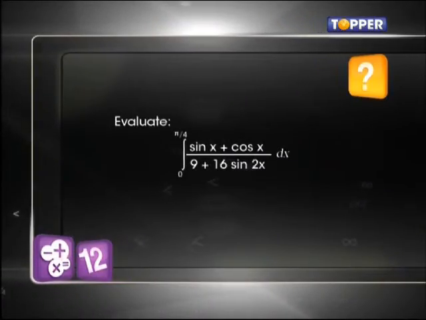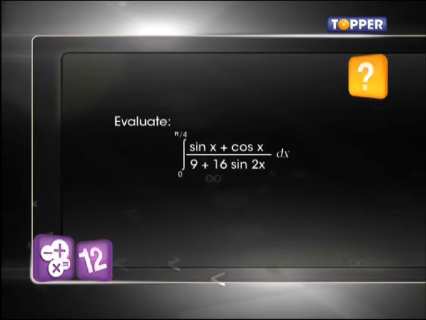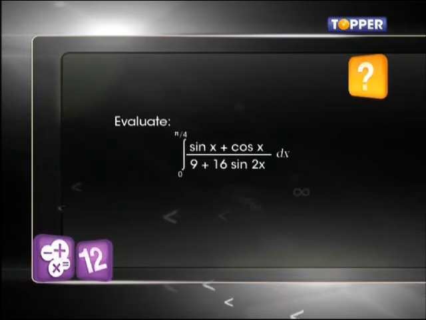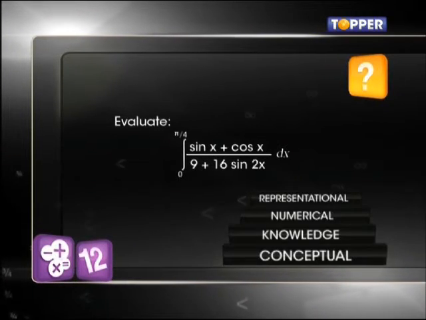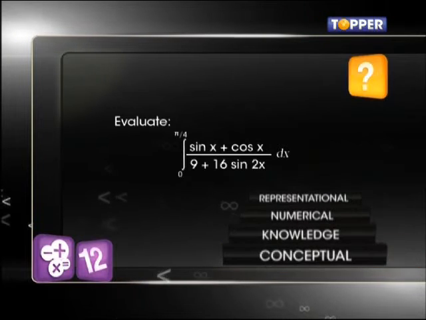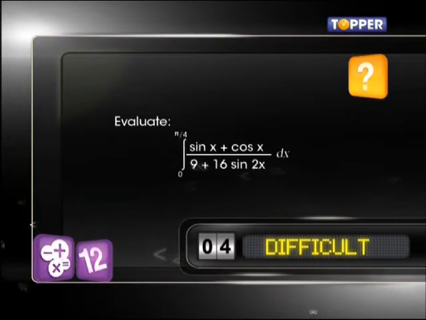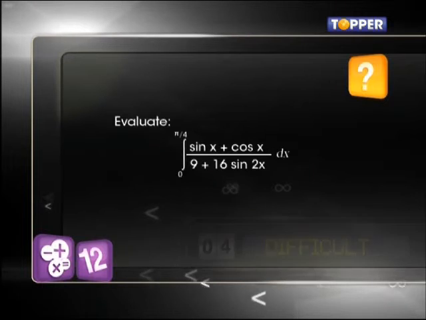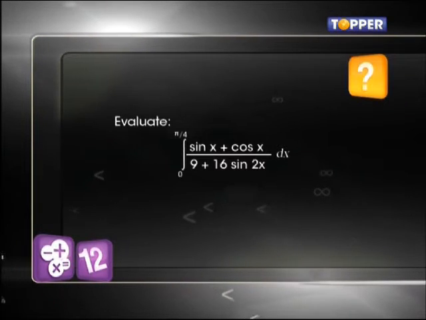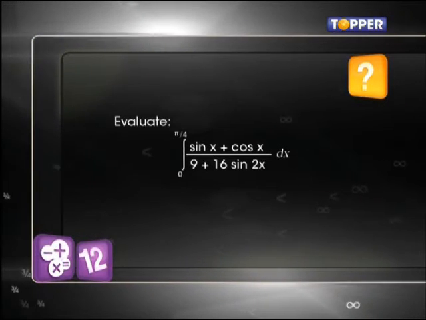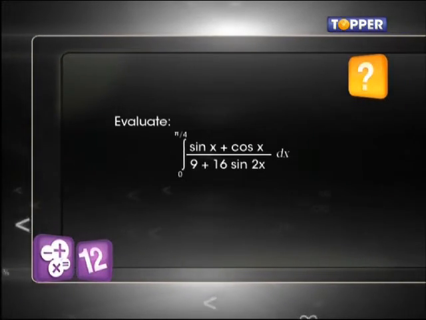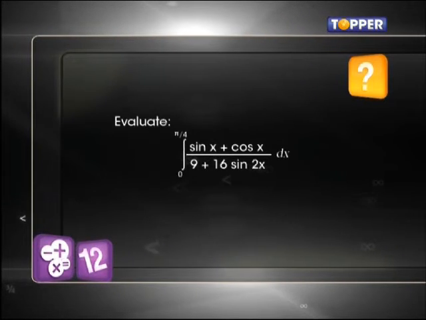Like the question asked in the previous segment, this one is also based on substitution as a method for integration and tests your conceptual ability. You need to find the value of the definite integral of (sin x + cos x) upon (9 + 16 sin 2x) at the limits from 0 to pi by 4.